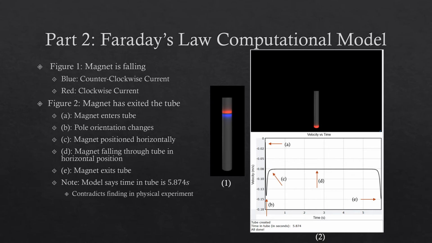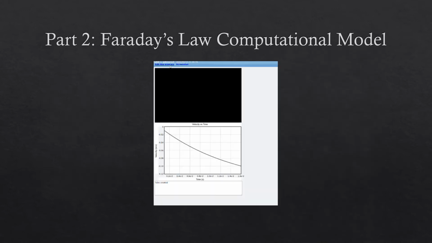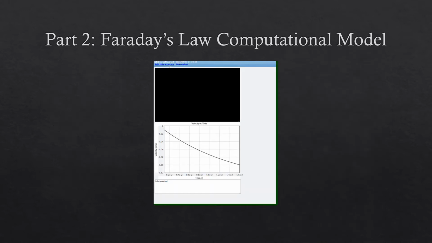Also note that the model says that the time in the tube was 5.874 seconds, which means that it took the magnet 5.874 seconds to fall through the tube. And this contradicts our finding in the physical experiment, where I measured the average time to be 2.002 seconds. This is a quick video of my computational model running.